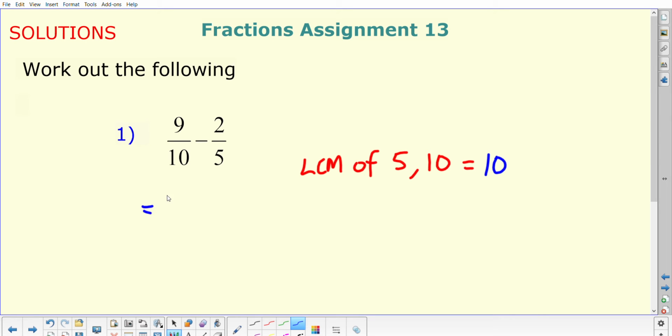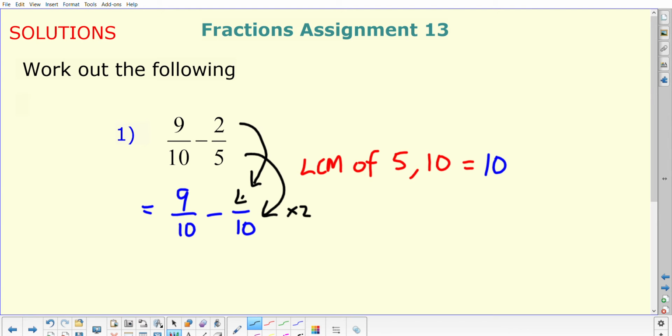So that does mean that the first fraction doesn't change. The second one, you make it over 10. When you do that, remember that if you change the bottom number, in this case 5 multiplied by 2 makes 10, you also need to change that top number. So that needs to be a 4 on the top. Right, your 2/5 is the same as 4/10. So you're doing 9/10, take away 4/10 would be 5/10.